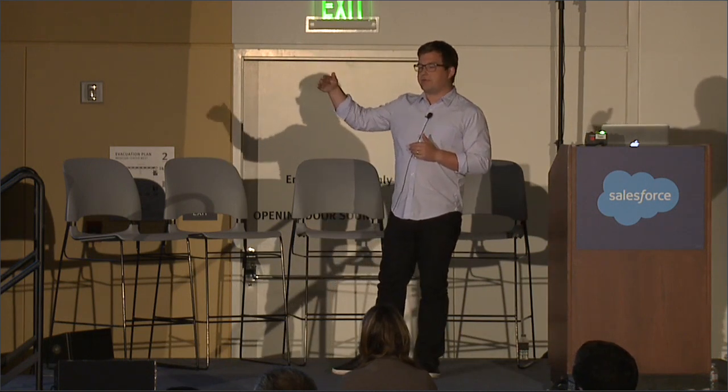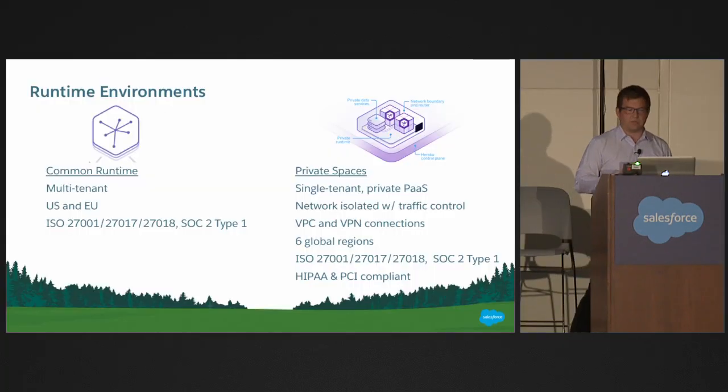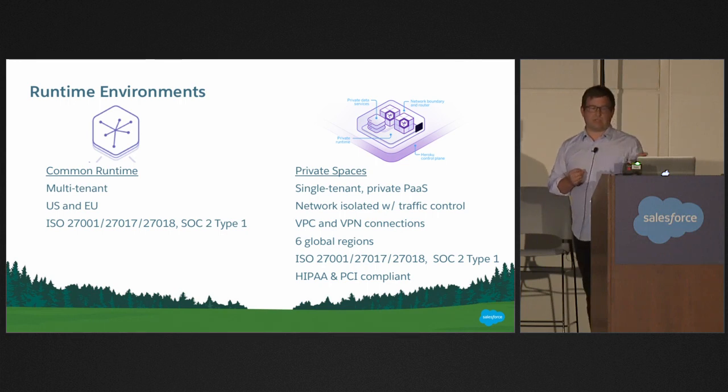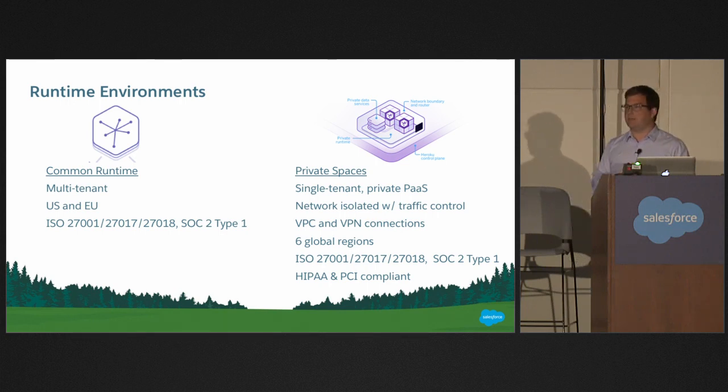The three production environments, or the three regions that we set up, were each individual private spaces, which again are running inside of their own Amazon VPC, which I have complete control over from an ingress and egress perspective. I can set up VPC and VPN connections. It's available in 6 global regions. It's the same ISO level and SOC 2 level as the common runtime. And there's an option for me to be HIPAA and PCI compliant.